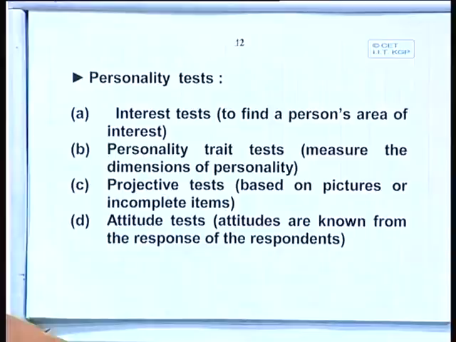And then you have the second category, that is personality tests. And here you have interest tests to find out a person's area of interest. Then you have personality trait tests. Remember, when we were talking of personalities, we said that there are certain theories, trait theories. Trait means an individual's own attributes, right? Measure the dimensions of personality.